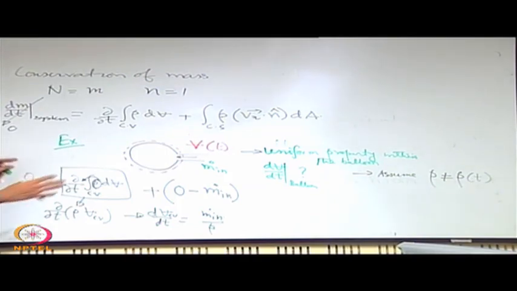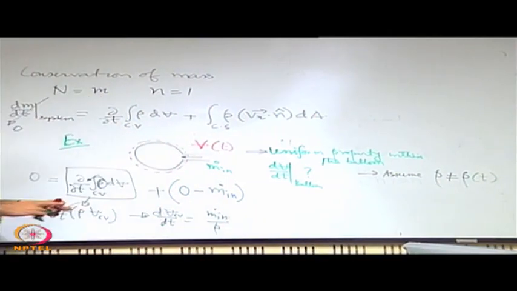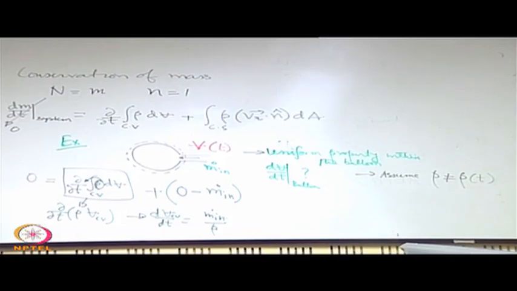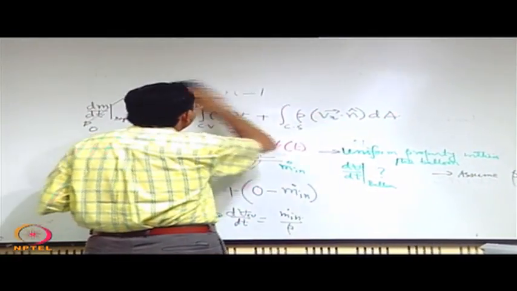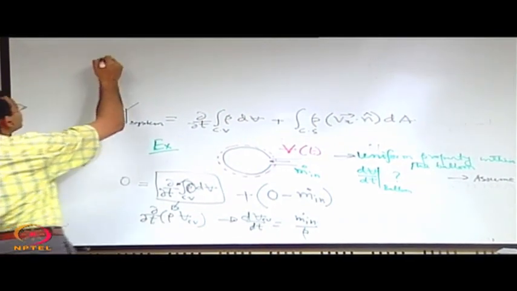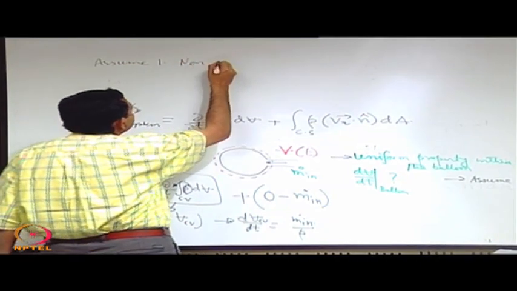So, we will leave aside the deformable control volume, and we will now try to consider a special case of a non deformable control volume. We will make two important assumptions. The first assumption is a non deformable control volume, to further simplify the equation.